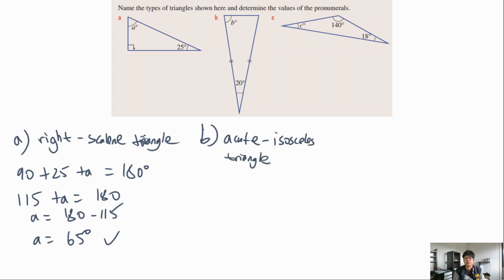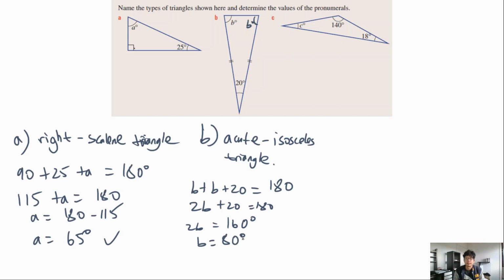Now let's solve the angle size for B. Remember, for isosceles, two of the angles are the same size, so that will also be B. So we're going to have B plus B plus 20 is going to give me 180 degrees. Alright, so that gives me 2B plus 20 equals 180. Let's move 20 to the other side. 2B is going to equal 160 degrees, and for B, we need to divide both sides by 2 to get rid of the 2 here, which is going to give me 80 degrees. So B is in fact 80 degrees here. Give yourself a tick for the name and the angle size.